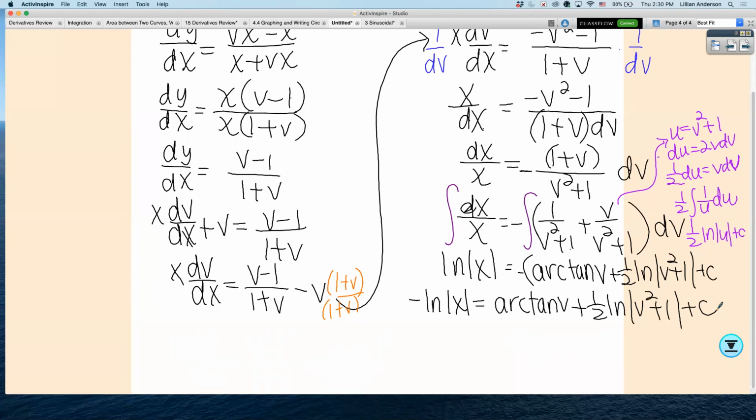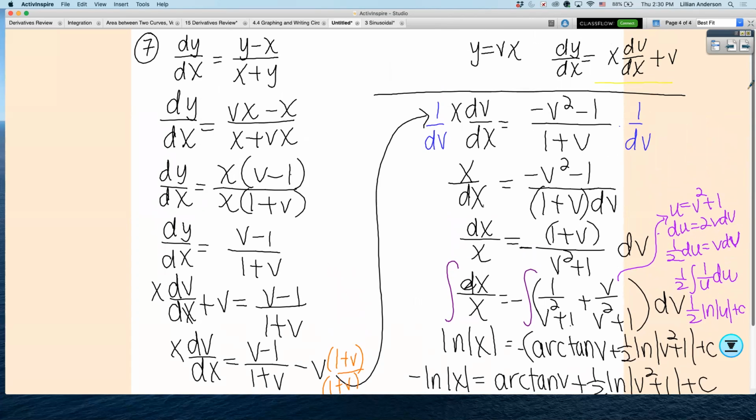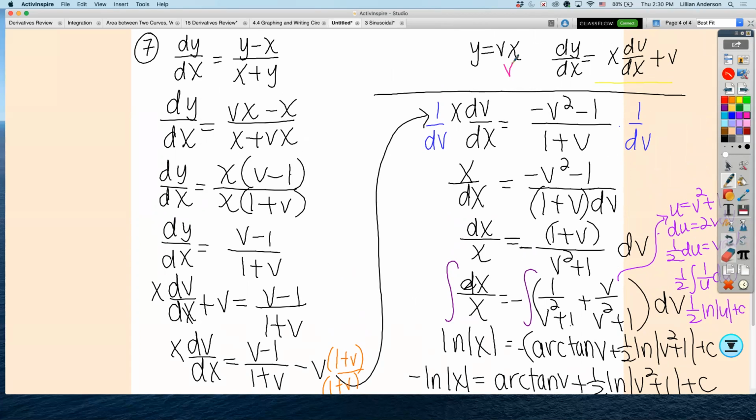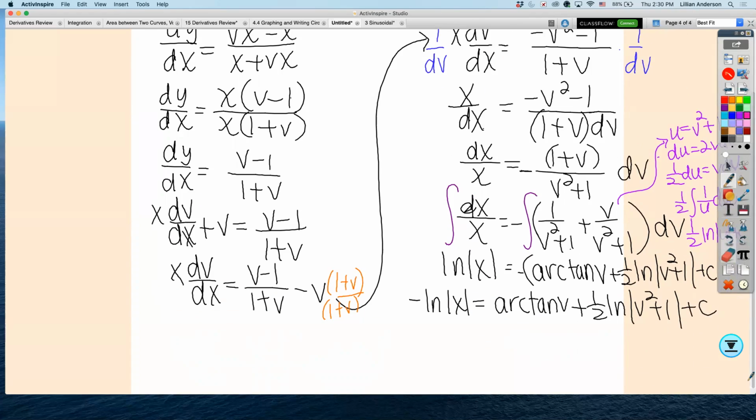What am I going to substitute back in for v? Since back here y equals v times x, that essentially means that v is equal to y over x. So we can plug that back in for all of our v's. Shouldn't write so big. Y over x, right? So this would be y squared over x squared.